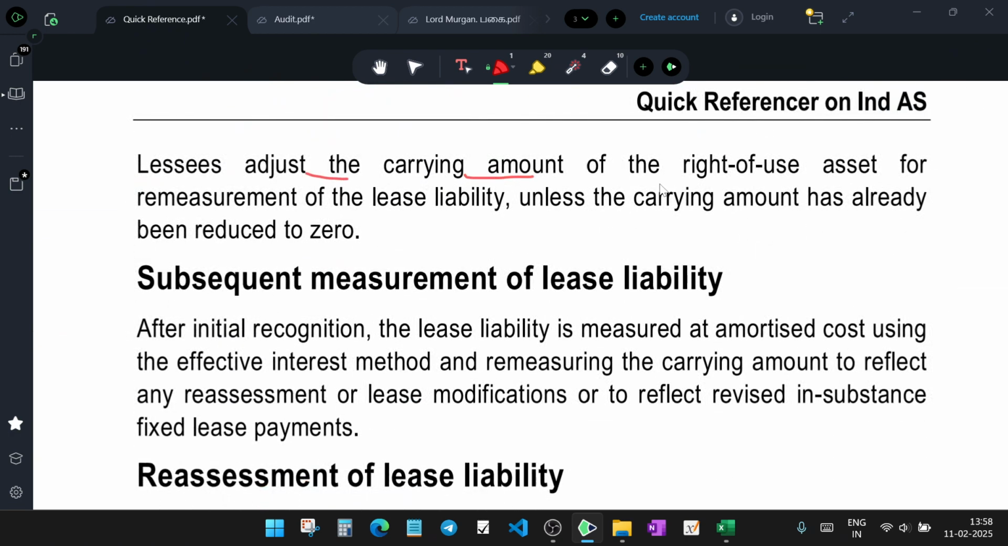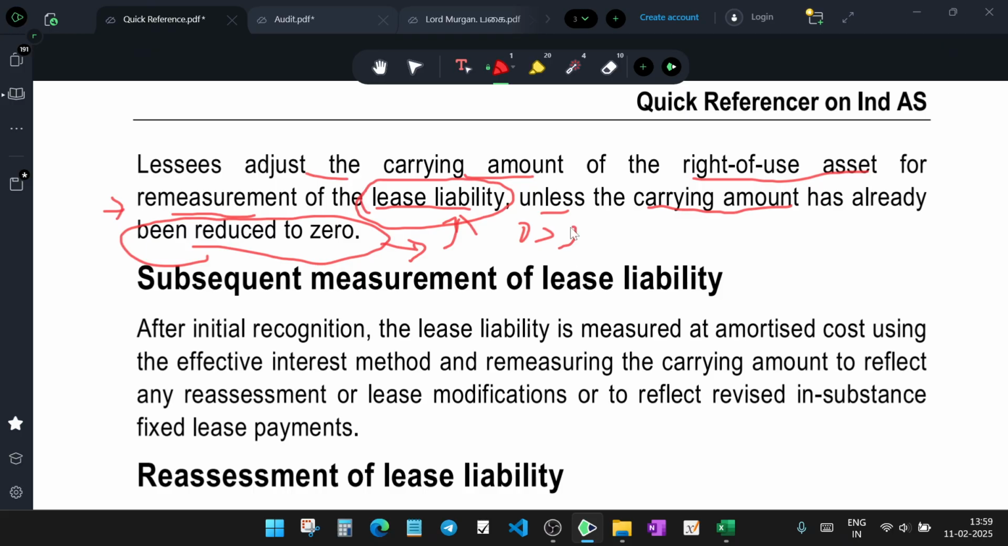A lessee adjusts the carrying amount of a right-of-use asset for a remeasurement of the lease liability, unless the carrying amount has reduced to zero. If this has all been calculated and the carrying amount has become zero, then there is a need for the value to be remeasured. If the carrying amount is not zero, it's more than zero, then it's a lease liability.